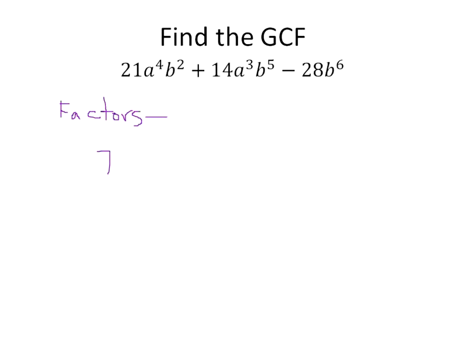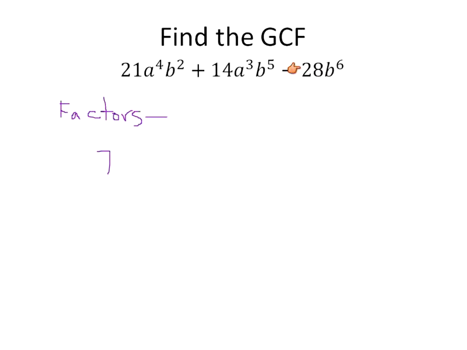Let's start at the end. The 28b^6. Can I divide that by a? Is there an a there to divide out? No. So for the greatest common factor, I wouldn't have any a's to divide out, would I? So I can't pull that out.